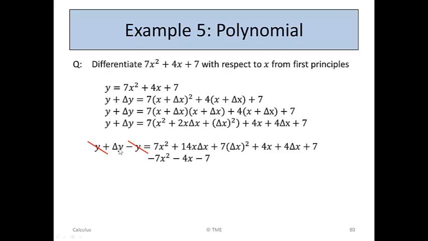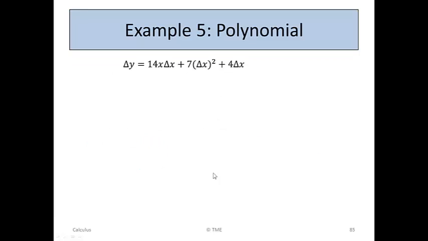We can do some eliminations. The two y's on the left hand side will cancel. The 7x squared and the minus 7x squared cancel on the right. The 4x and the minus 4x cancel on the right. And the 7 and the minus 7 cancel. So we're left with delta y is 14x delta x plus 7 delta x squared plus 4 delta x.